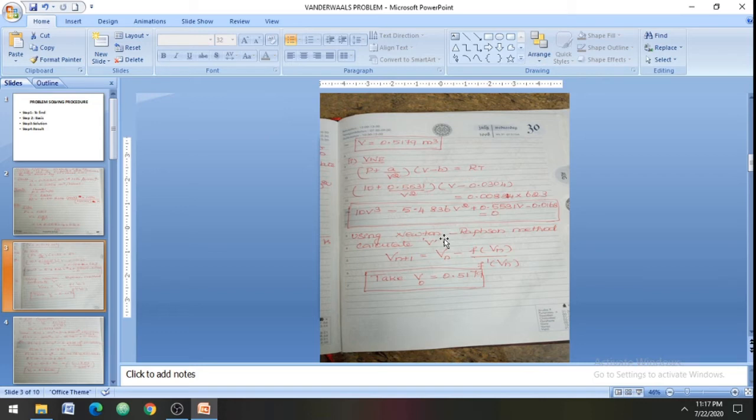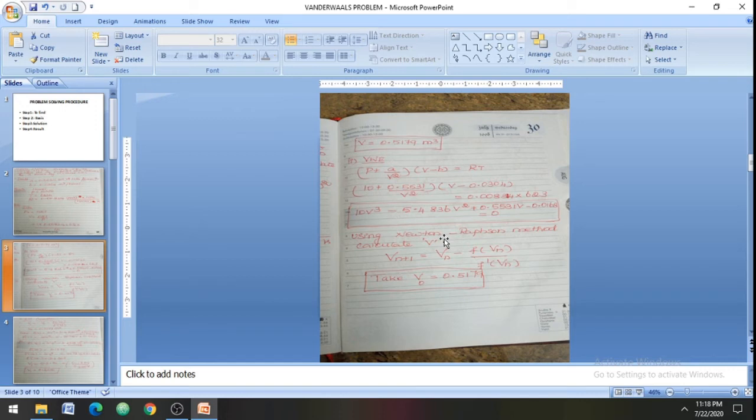So now we are going to choose the Newton-Raphson method. This is one of the numerical methods. If you want any other method, or if you are very brilliant in mathematics, you can choose any method and find out the volume. But I am going to choose the Newton-Raphson method to calculate the volume. So this is the Newton-Raphson method: Vn plus 1 is equal to Vn minus f of Vn divided by f dash of Vn.